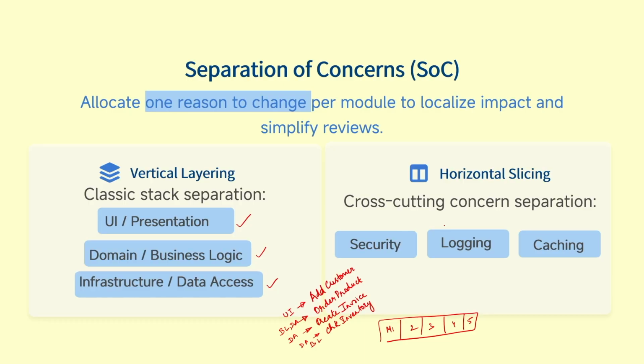In horizontal slicing, we are cutting with respect to some separation. Everything with respect to security is one module, everything with respect to logging is another set of modules, and everything with respect to caching is another set of modules. Likewise we can also segregate. These are examples of vertical layering or horizontal slicing. Based on the application, we can do either vertical or horizontal. It is basically trying to localize the impact and simplify the reviews.